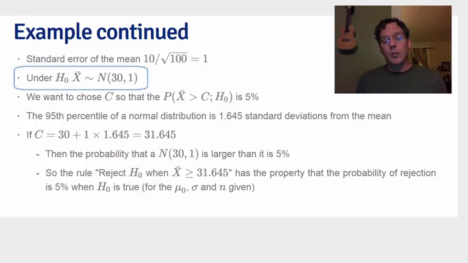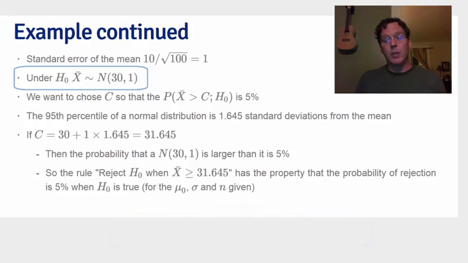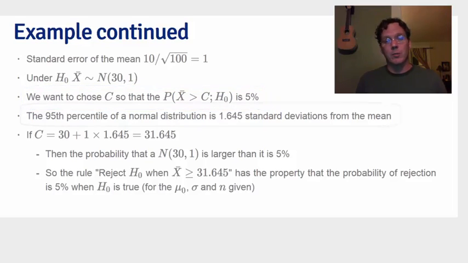Under the null hypothesis, where under H naught mu is equal to 30, the distribution of the sample mean, x bar, is normal with a mean of 30 and a variance of 1, which we just calculated as the square of the standard error of the mean in the line above. So we want to choose the constant c so that the probability that x bar is larger than c under the null hypothesis is 5%.